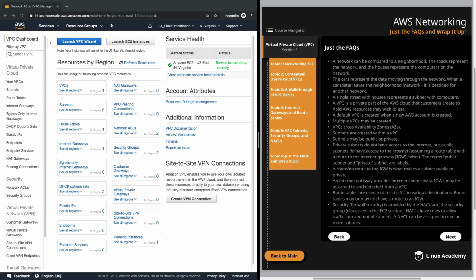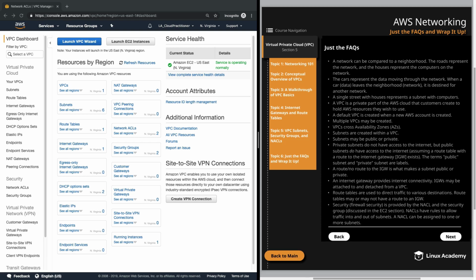Route tables are used to direct traffic to their various destinations. So remember, we talked about how route tables are the GPS of your VPC. They provide the information necessary to allow traffic to be routed between the different VPCs or out to an internet gateway and ultimately out to the internet.